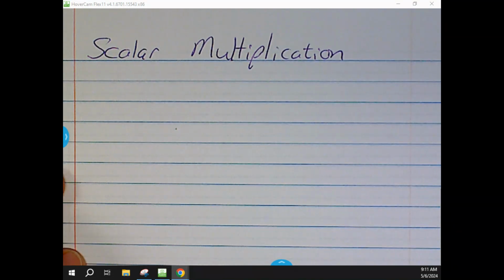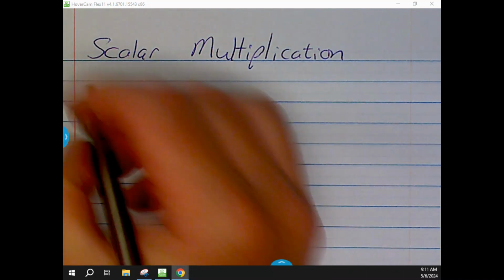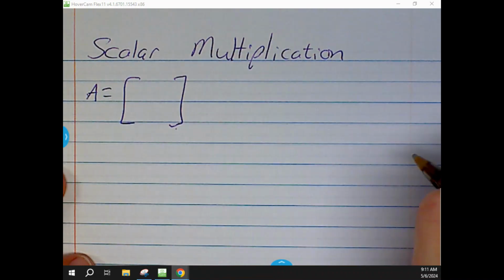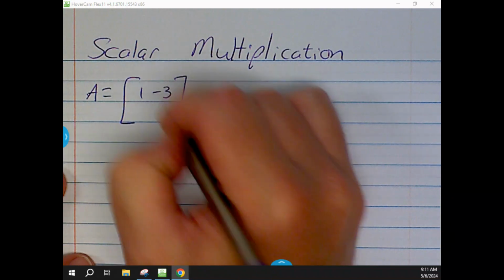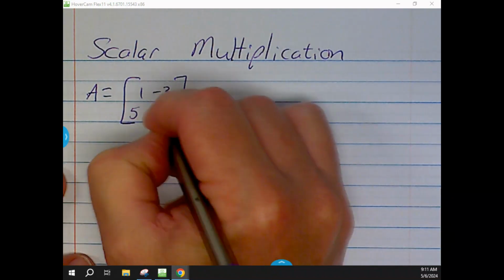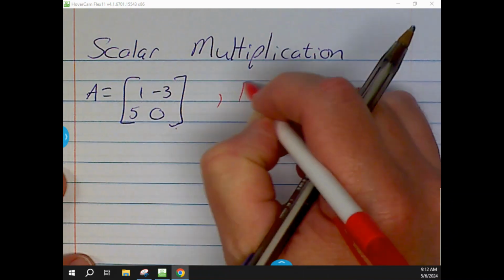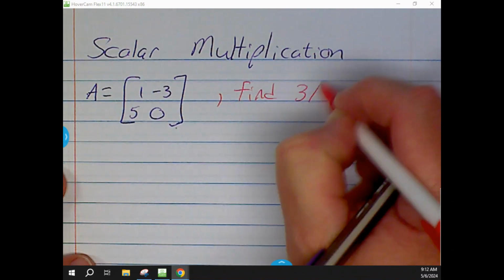Okay, scalar multiplication. You can think about this just like all the other dilations, whether it was a compression or a stretch or anything like that. You can think about this as kind of being the same thing. If A is, just to make it easy, a little matrix here, 1, -3, 5, 0, and then if it's scalar multiplication, they will just tell you, all right, now you're going to find 3A.